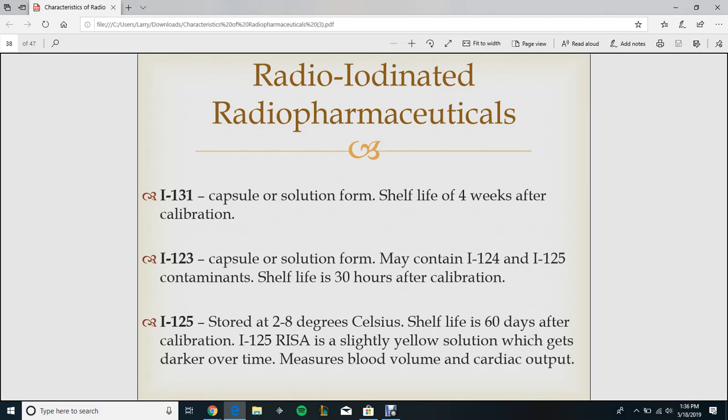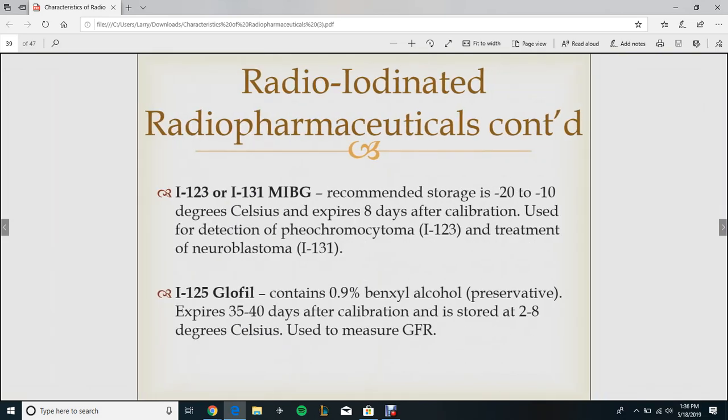Iodine-125 RISA is a slightly yellow solution which gets darker over time. It measures the blood volume and cardiac output. Iodine-123 or iodine-131 MIBG recommended storage is -20 to -10 degrees Celsius and expires 8 days after calibration. Used for detection of pheochromocytoma is iodine-123, and the treatment of neuroblastoma is iodine-131.